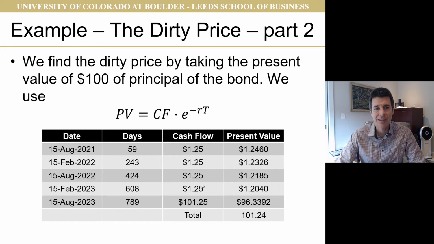There's another cash flow of $1.25 on the 15th of February 2022. Do the same thing. Another cash flow of $1.25, same thing. We go through until the maturity date of the bond, 15th of August 2023. We get the coupon, $1.25, plus the principal, 100, so we get back 101.25. Again, we look up the rate from the previous table, take the 101.25, multiply by e to the minus r, 789 over 365 is the time, we get 96.3392. Add them all up, we have a price of 101.24. That's the dirty price. That's what we would pay for all of those cash flows.